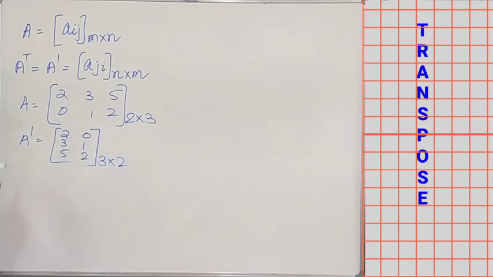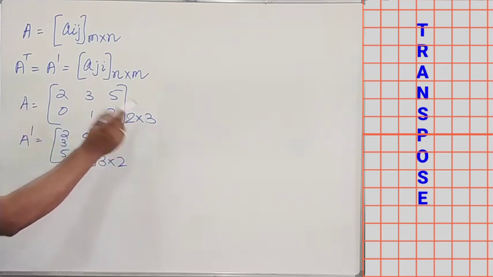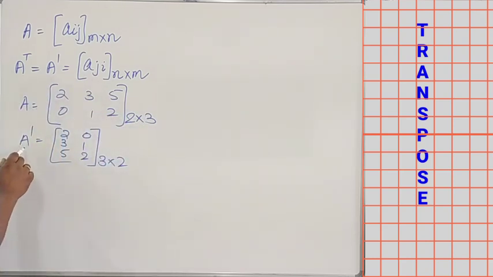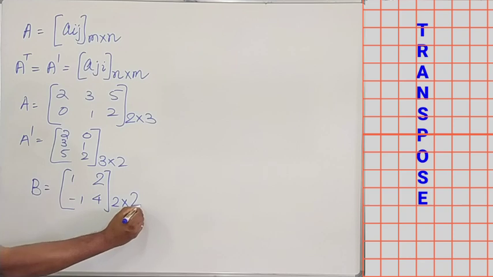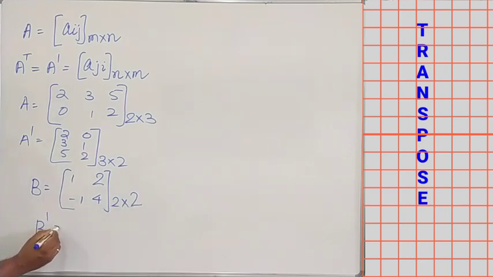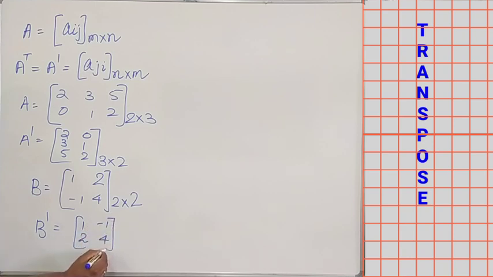So what we can learn here, the given matrix is of order 2 by 3, then its transpose is of order 3 by 2. If we consider another matrix, say for example, B is equal to 1, 2, minus 1, 4, we know that it's a square matrix of order 2, and its transpose is the matrix where the first row becomes the first column and second row becomes the second column. So we get a 2 by 2 matrix, that is the transpose of the given matrix.